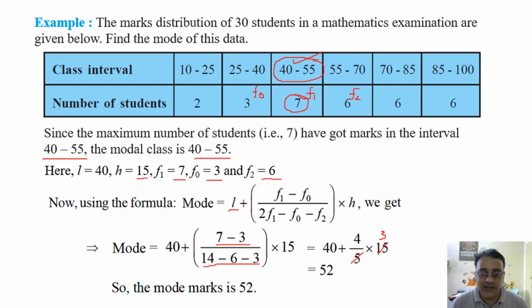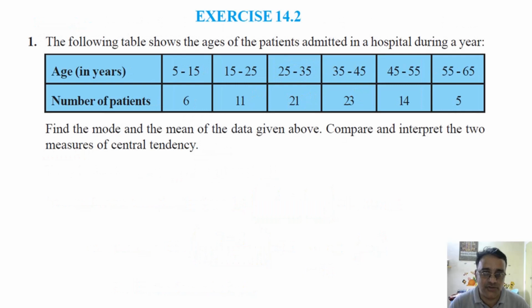Okay. So now we are going to start the exercise. First question. Exercise 14.2. The first question, altogether 6 questions are there and we have to complete all 6 questions. The following table shows the ages of the patients admitted in a hospital during a year. Find the mode and the mean of the data given above. Compare and interpret the two measures of central tendency.